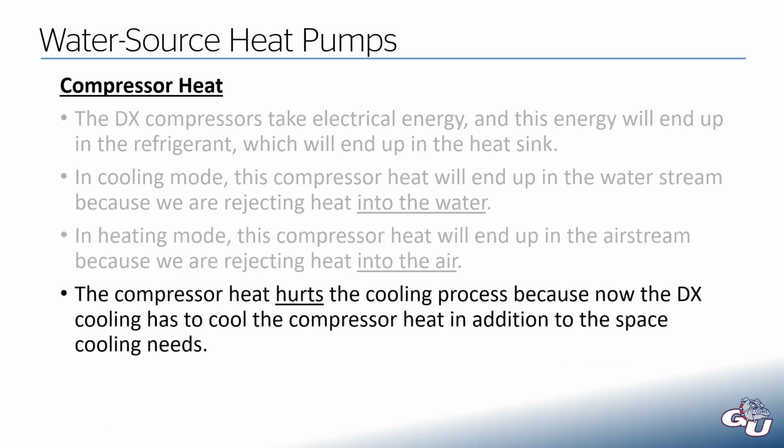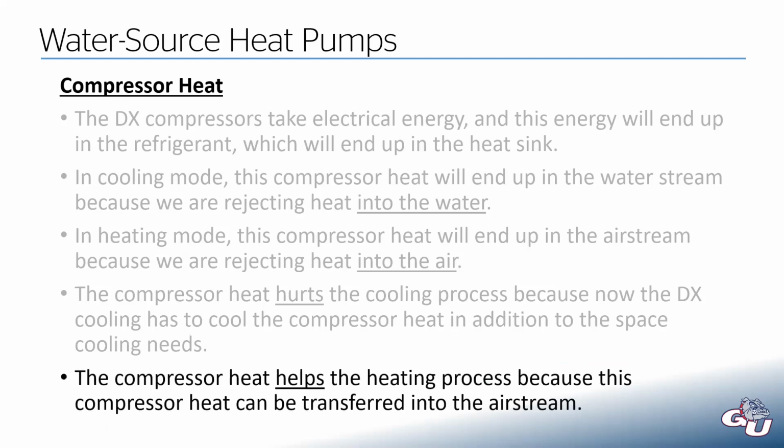What this means is the compressor heat actually hurts our cooling process a bit because now we're cooling the compressor heat as well as the space cooling needs. If our space needs to reject 50,000 BTUs per hour, well, now we have to move 50,000 plus whatever that compressor heat is. In heating mode, though, that actually helps. If you think back to your thermodynamics class, you probably learned that your heating COP is always going to be greater than your cooling COP. And this is why, because that compressor heat is actually helpful in heating mode.